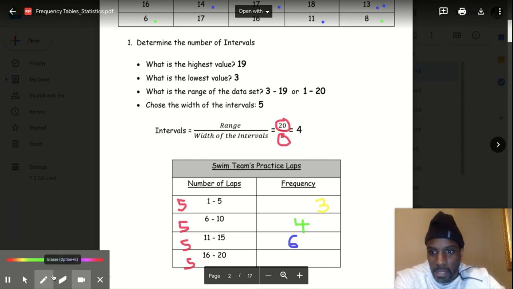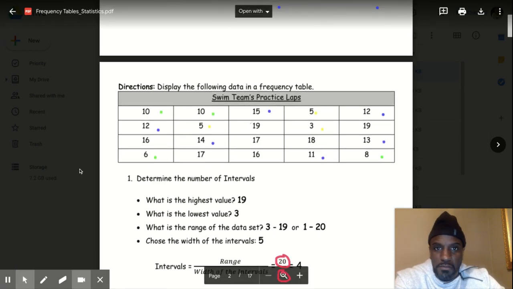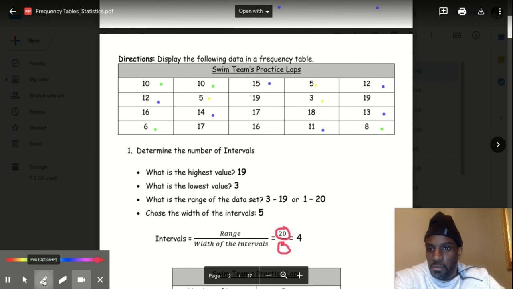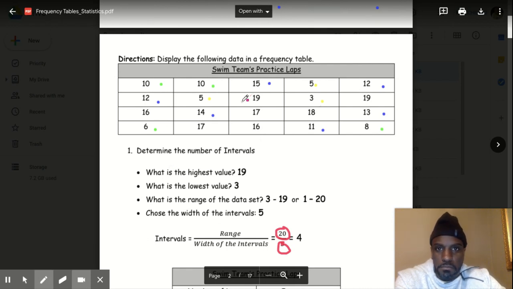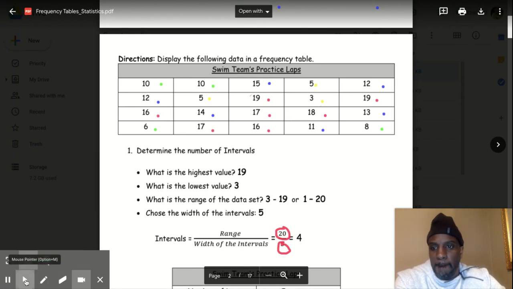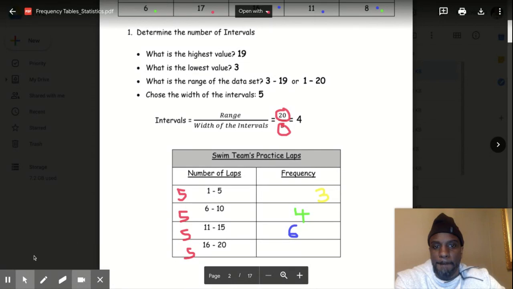Now, let's look at how many people did in red 16 through 20. I'm going to scroll down and give you a chance to do it yourself. 16 through 20. Okay. 1, 2, 3, 4, 5, 6, 7. Now, scroll back up. Mr. Hunt counted 7. Let's put that there.